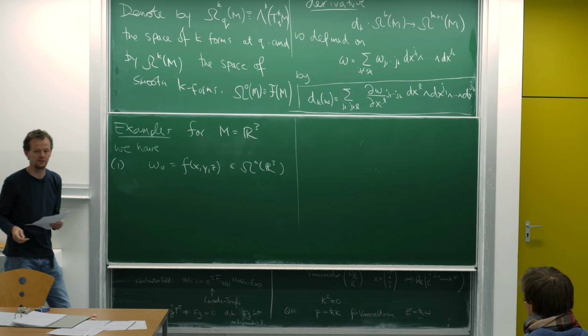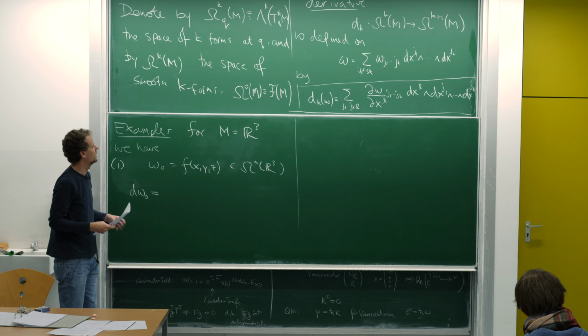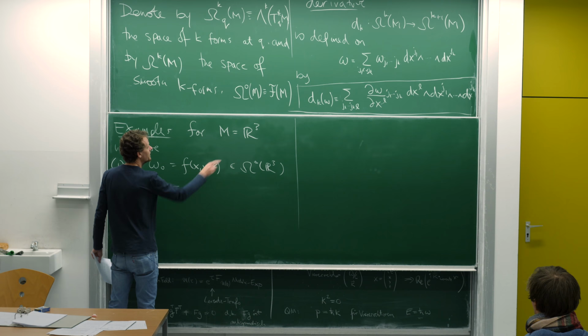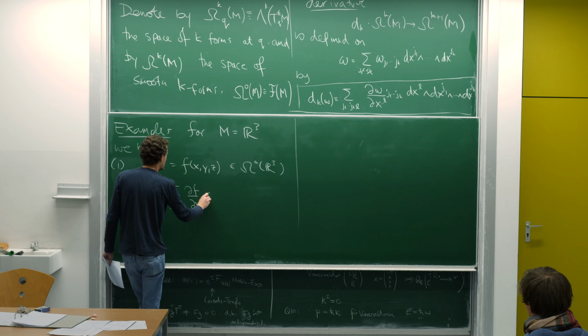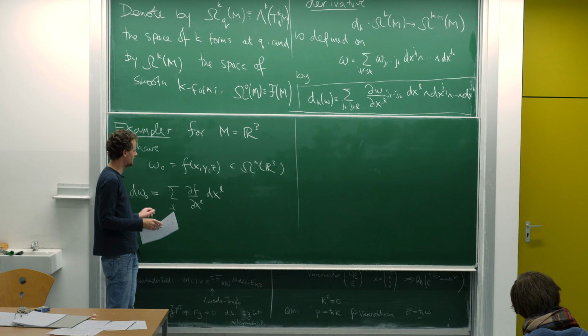Zero form. What's d omega naught? Well, let's look at the definition here. We write out omega naught in terms of a basis. This already is written out in terms of a basis. It's a one-dimensional vector space. So then we apply the definition here. And that is d omega naught. If you like, this is like grad.